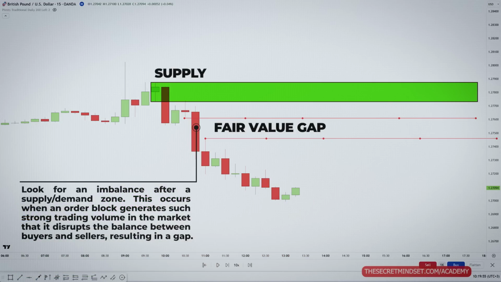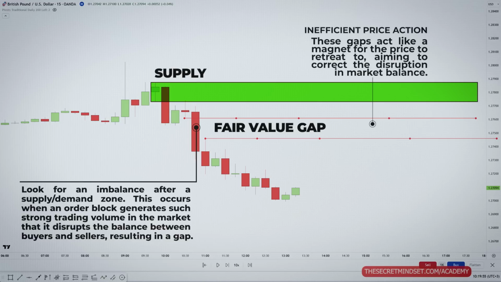One of the primary factors you must seek when spotting a supply or demand area is an imbalance. This occurs when an order block generates such strong trading volume in the market that it disrupts the balance between buyers and sellers, resulting in a gap. This is called an imbalance or inefficient price action.